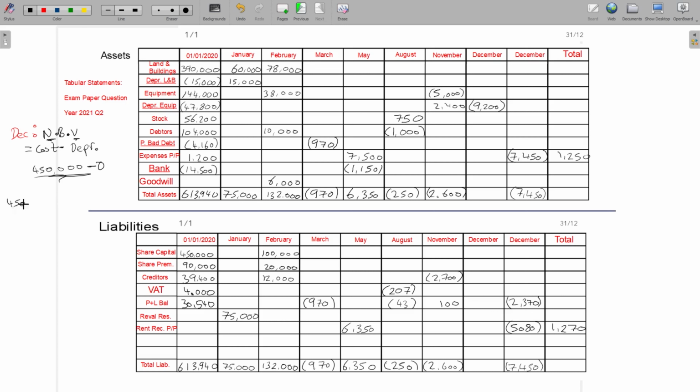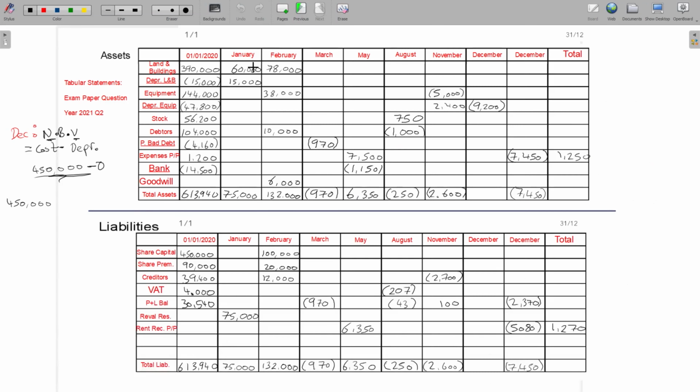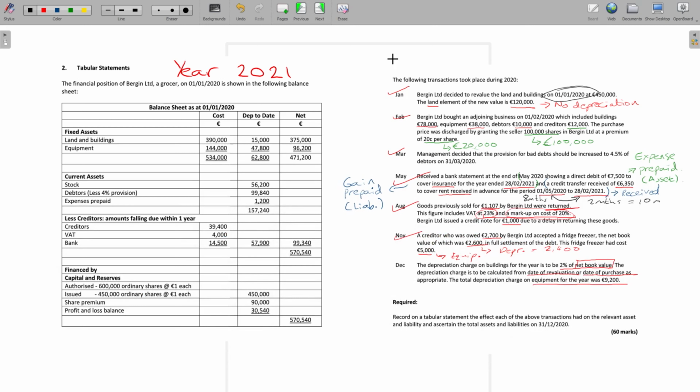So now, what else do we need to know? So we made a note of this in January. There's no depreciation on land. The land element was 120,000. So you have to take away the land. So the buildings element is 330,000. So 330,000 at 2%. And that's for the full year because we revalued on the 1st of the 1st.